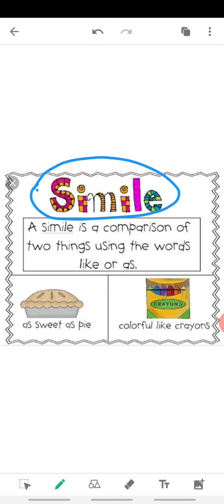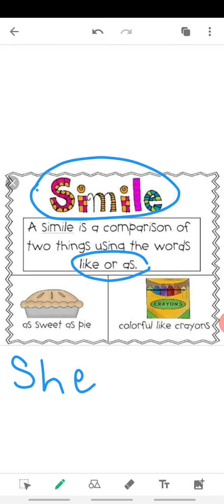A simile is a comparison of two things using the word like or as. Any two things that are compared using the word like or as. For example, as sweet as a pie. She is as sweet as a pie. So she is being compared to a pie. I'm just giving a random example.